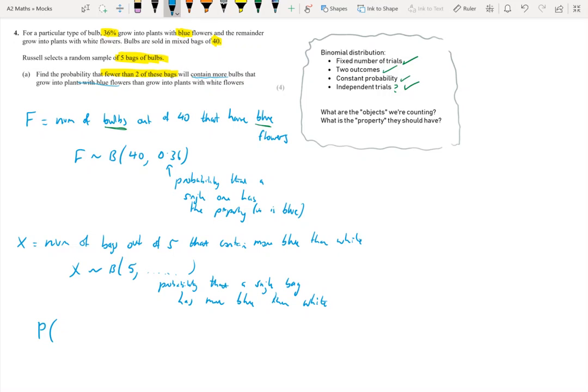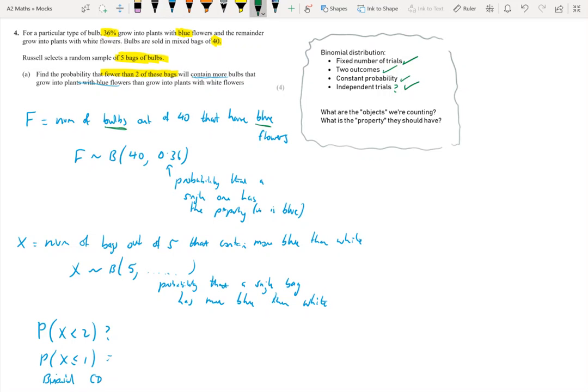We'll fill that probability in soon, but the question is asking, find the probability that fewer than 2. So it's asking, what's the probability that X is less than 2? And we know that we'll change that to less than or equal to 1, so that at the very end we can use a binomial CD function to solve this problem.